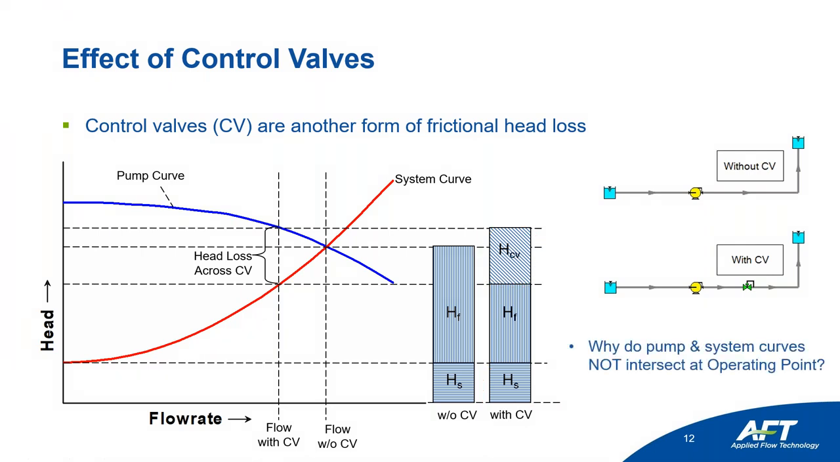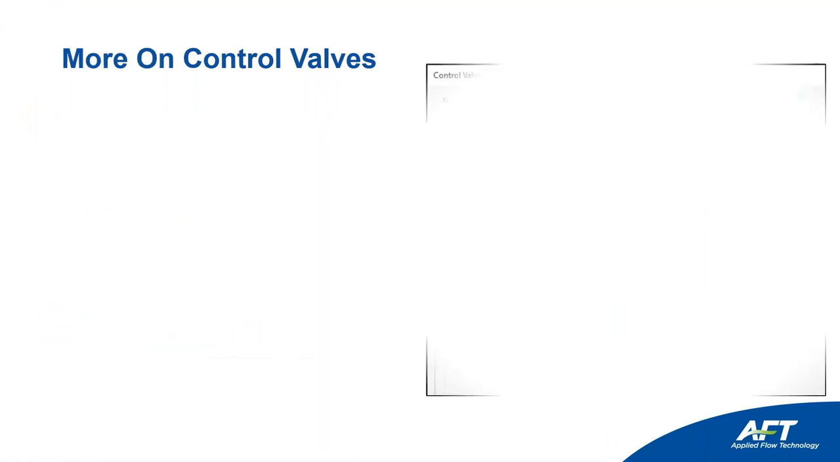So again, why do the pump and system curves not intersect at the operating point?